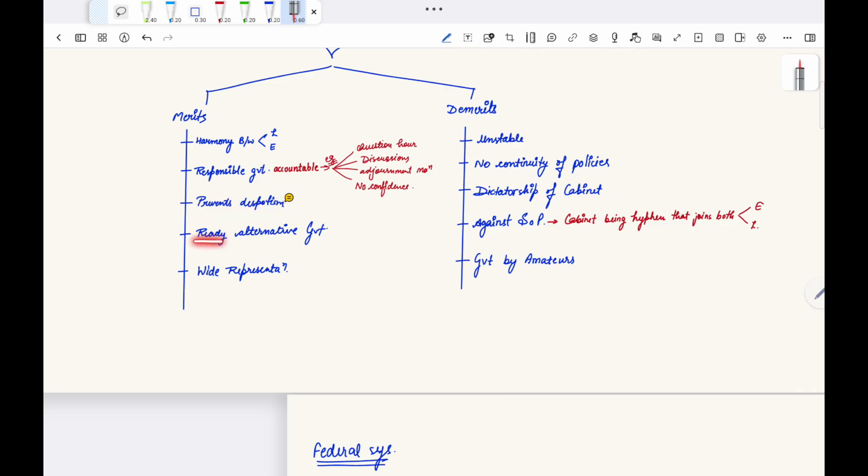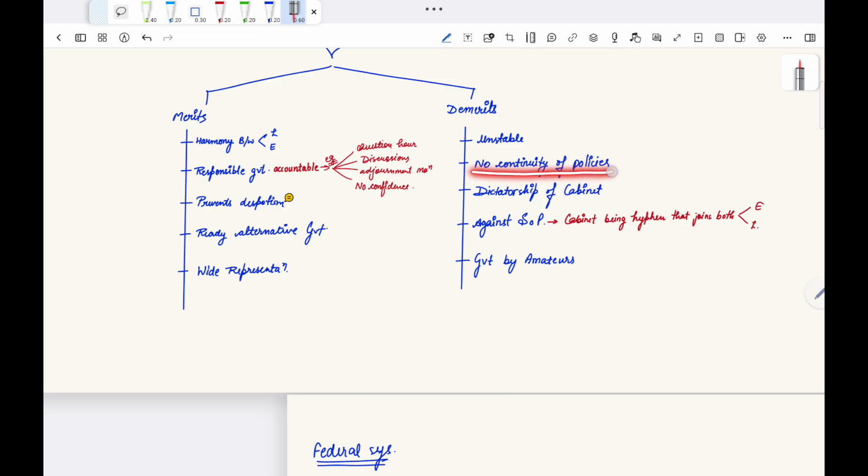Next, there is a ready alternative government. What are we talking about here? We are talking about the opposition. There is wide representation, because in the parliamentary system every person has a representation and a say in the parliament in decision making. Now, talking about the demerits, it is unstable. The no confidence motion, although it helps to make the government accountable and responsible, also makes the situation and the government unstable.